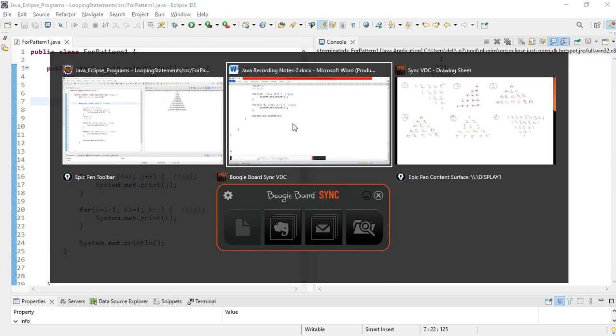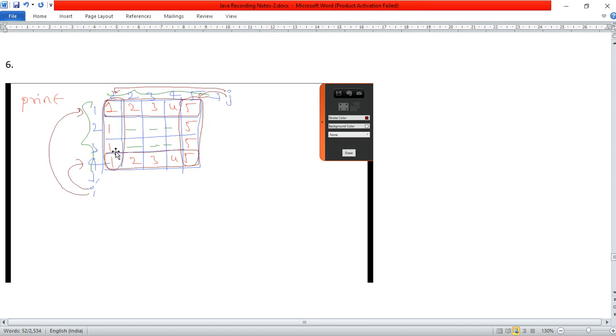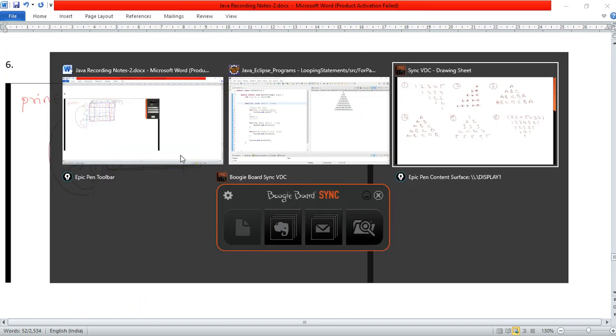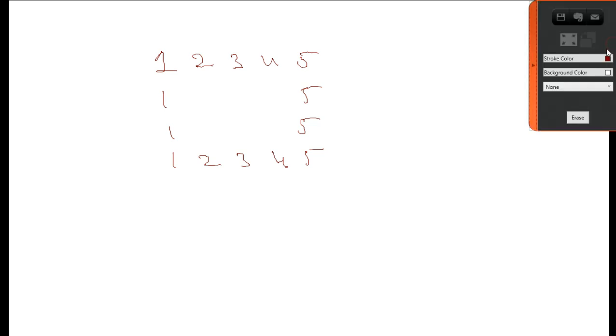Fine, right. Next one, let me explain this particular one, please. Okay, this one let me explain on the board itself. So what you have to print is 1, 2, 3, 4, 5, 1, 5, 1, 5, 1, 2, 3, 4 and 5. Okay, so how are you going to understand this one?